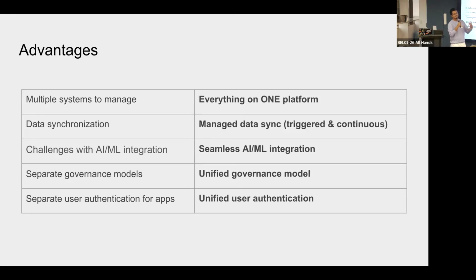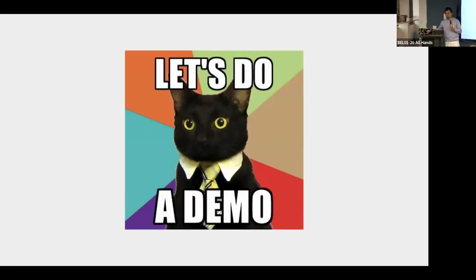Challenges with AI ML integration go away because everything is on a single platform. The moment you pull the data into your OLTP system, you can start running your AI ML models, and you don't have to have different endpoints and make different API calls and all of that. Separate governance models and separate user authentication, all of that goes away. You have a unified model, uniform governance, and uniform authentication.